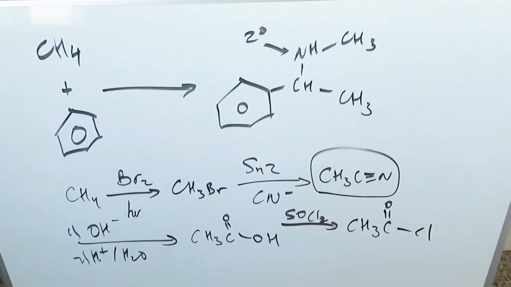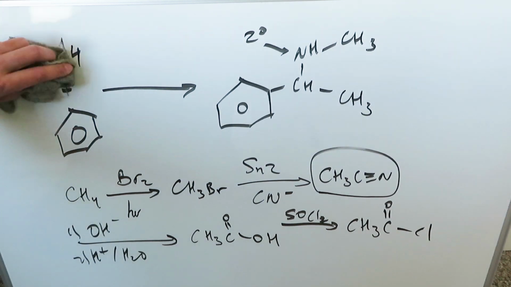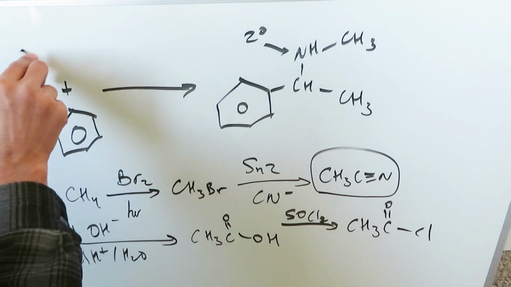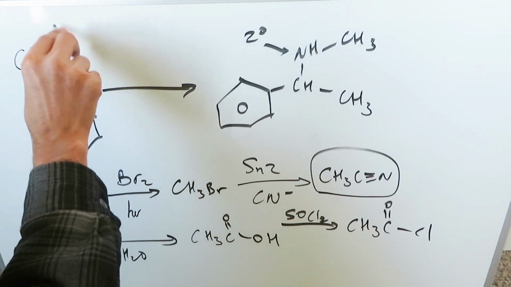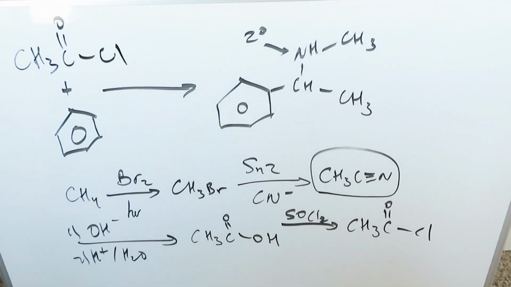I've developed acetyl chloride. Now look at this modification I'm going to make. I've started here from methane and I've ended up with acetyl chloride. I'm going to bring it over here because we've developed it and we're good. We've developed it, we've synthesized it. CH3 C double bond O Cl, acetyl chloride.